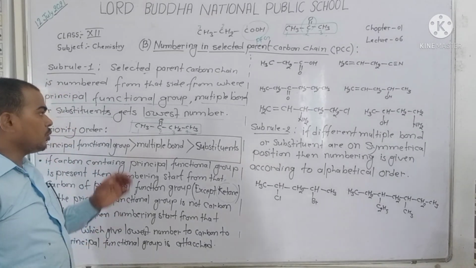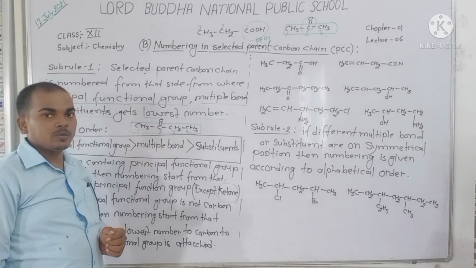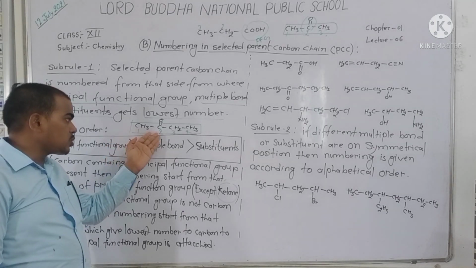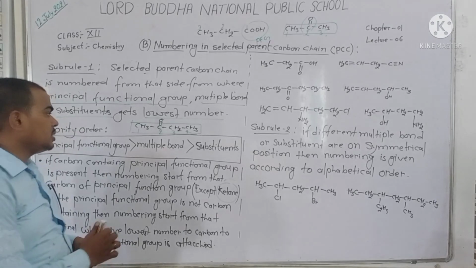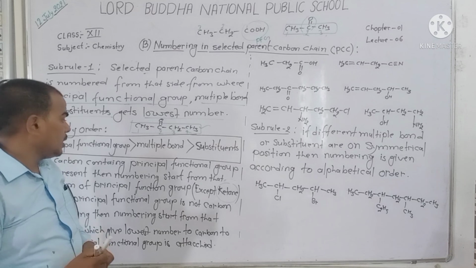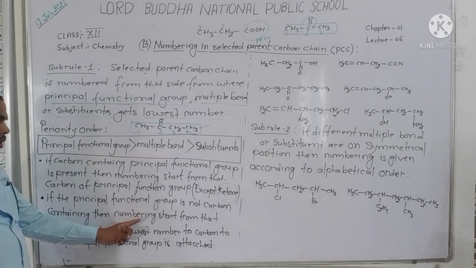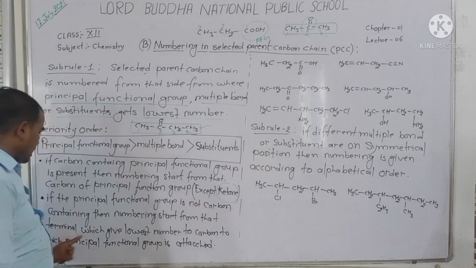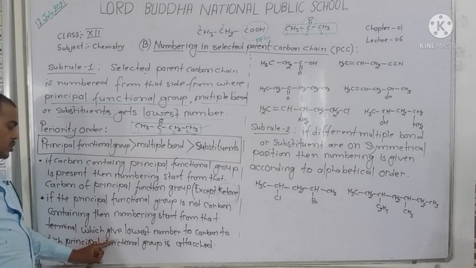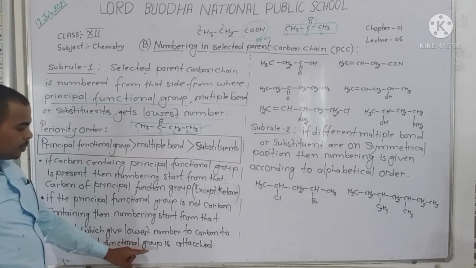That means if you count from right to left, the ketone gets the highest position, and from left to right it gets the lowest position. This is the right method for counting the carbons of ketone. Next point: if the principal functional group is not carbon containing, then numbering starts from that terminal which gives the lowest number to the carbon to which the principal functional group is attached.